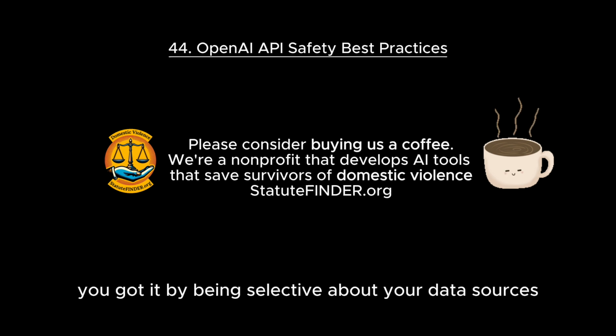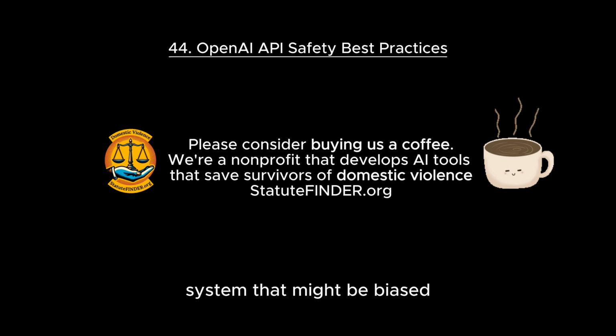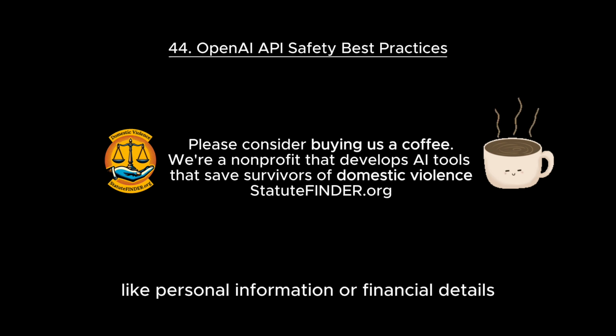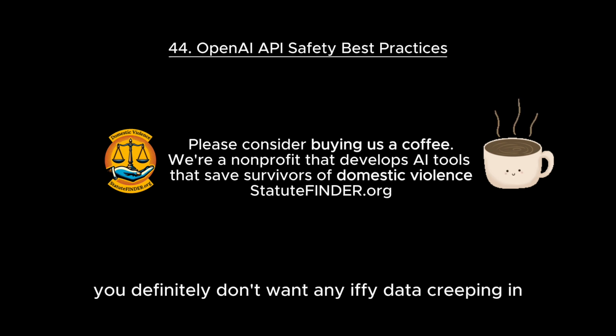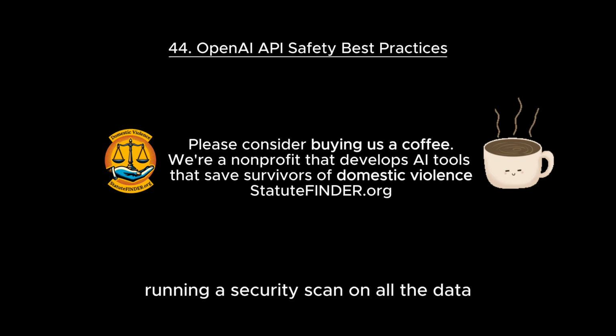You got it. By being selective about your data sources, you can reduce the risk of introducing information into your AI system that might be biased, inaccurate, or even malicious. Makes sense. Especially if you're dealing with sensitive stuff like personal information or financial details. You definitely don't want any iffy data creeping in. Absolutely. And OpenAI suggests techniques like input sanitization, which is kind of like running a security scan on all the data before you allow it into your AI fortress.